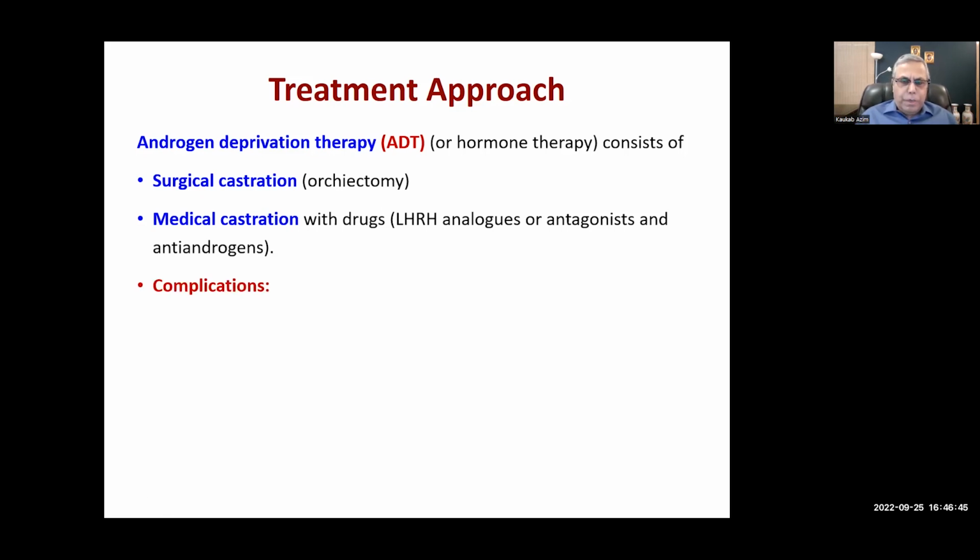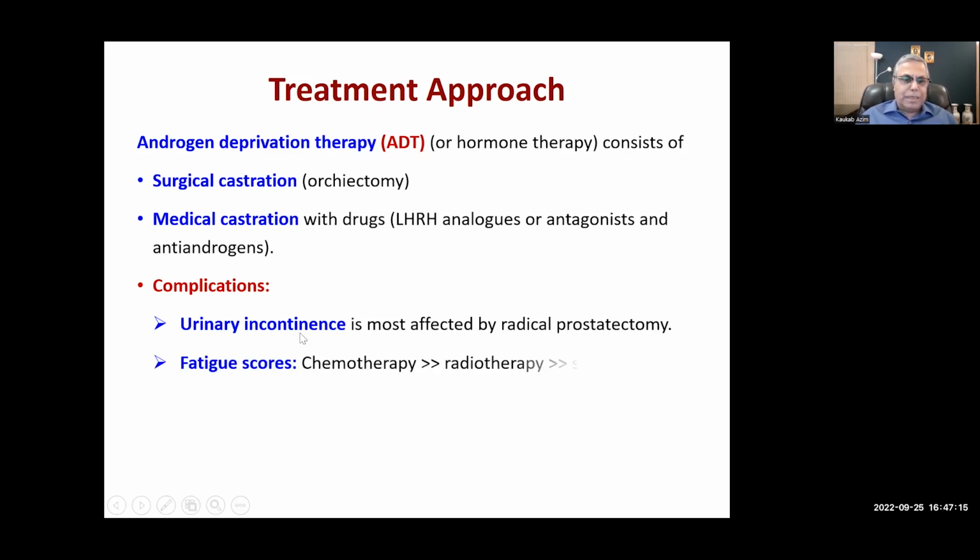Okay. You have some complications with medical castration or with surgical castration. Actually, you can get urinary incontinence with prostatectomy. Sorry, this is not surgical castration. This is prostatectomy, removal of the prostate gland. So the urethra passes through the prostate gland. If you remove the prostate, you can get urinary incontinence because you have removed a part of the urethra as well.